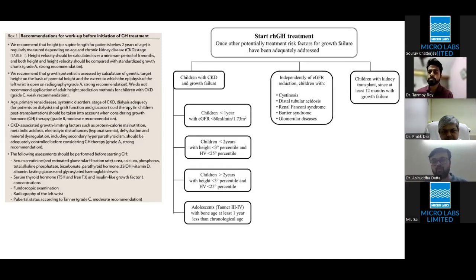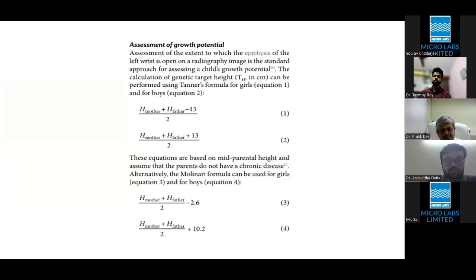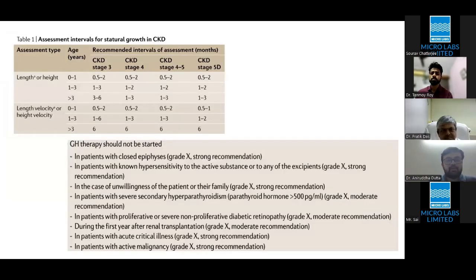You have to do a fundoscopy to rule out the presence of papilledema, because growth hormone therapy can cause increased ICP. And also a radiograph of the left wrist to document whether there is epiphyseal fusion or not. And you have to always check for the pubertal status, or the presence of sexual maturation. And again, as you were describing, the formula to calculate the genetic potential, there are multiple formulas for that.